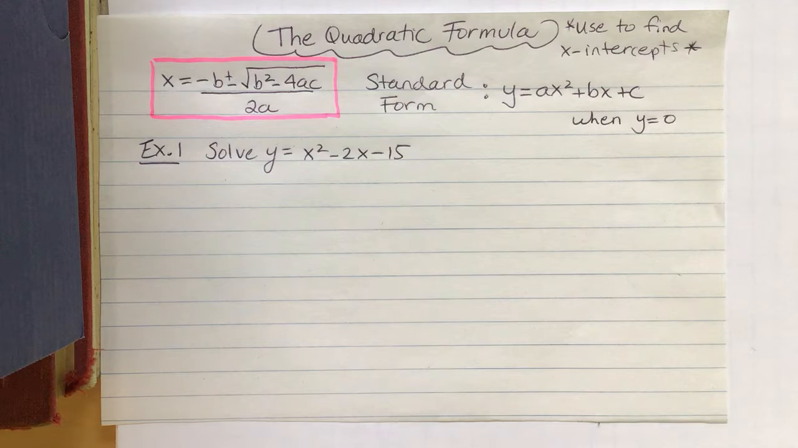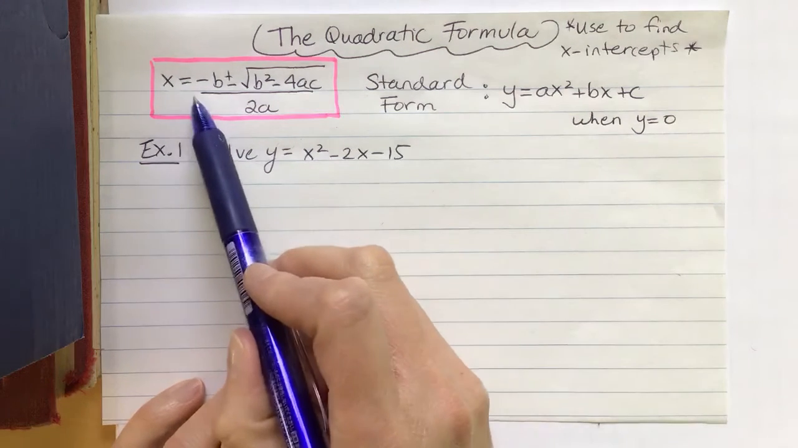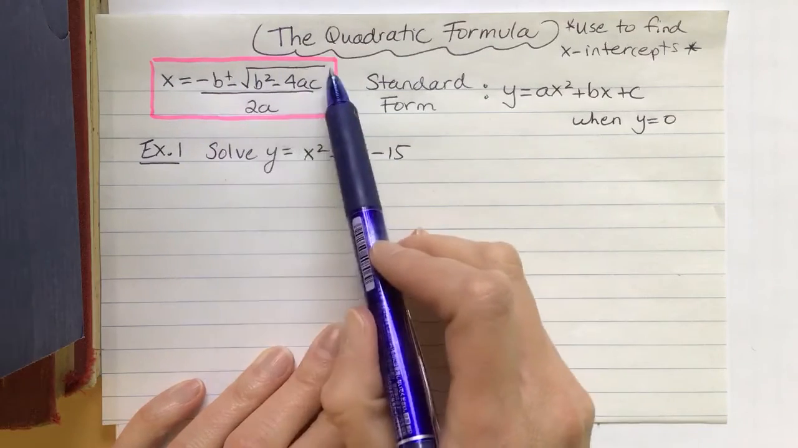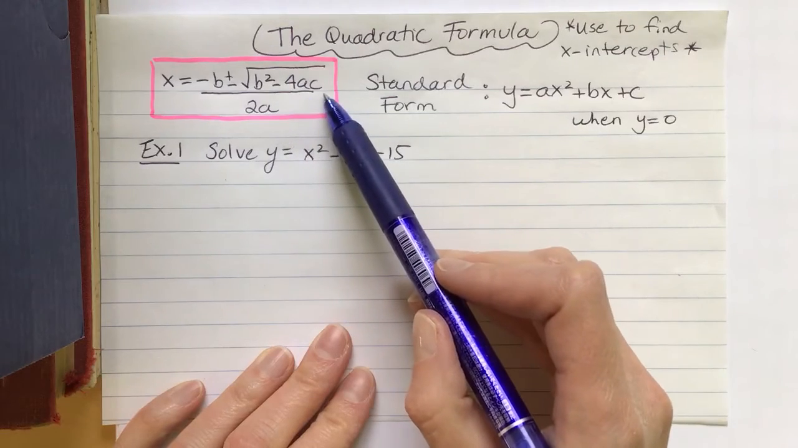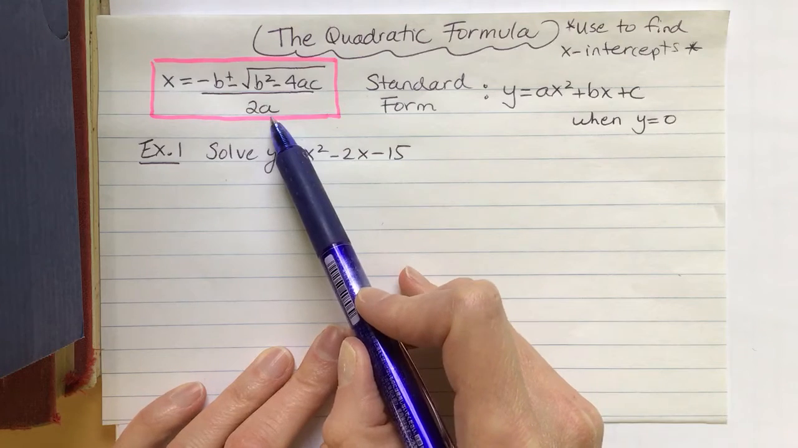So remember that when we are solving a quadratic equation, what we're really doing is looking to find those x-intercepts. So the quadratic formula is x is equal to negative b plus or minus the square root of b squared minus 4 times a times c, all of that divided by 2 times a.